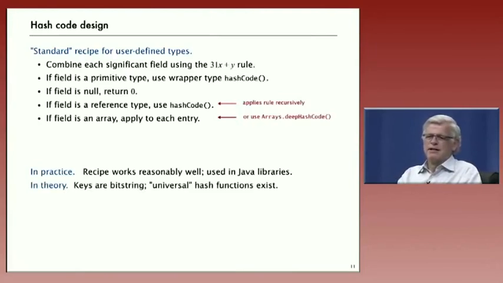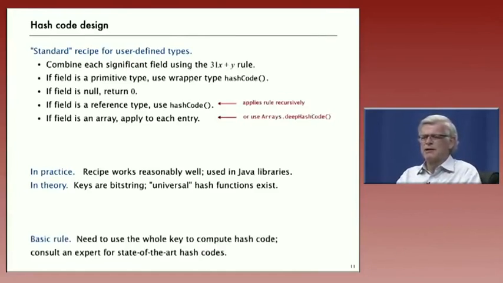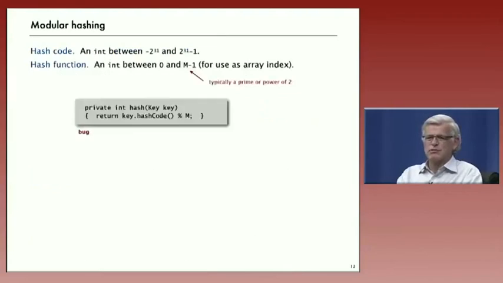Now, in theory, it's possible to do something that has the property that all positions are equally likely. It's called universal hash functions. These things exist, but they're not so widely applied in practice. So the basic rule is, if you're computing your own, try to use the whole key, but consult an expert if you're seeing some performance problems or you really want to be certain in some performance critical situation.